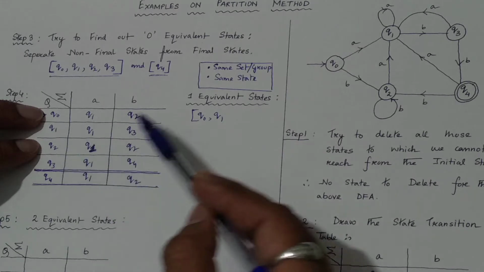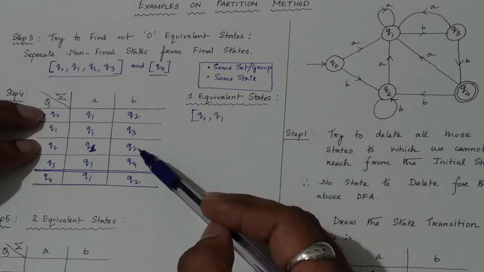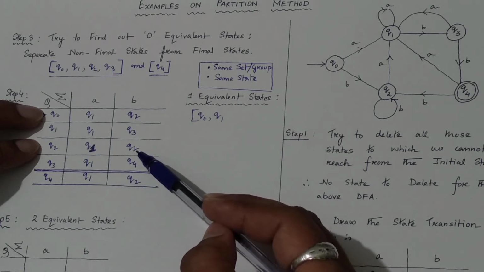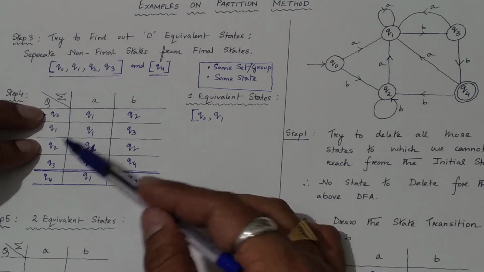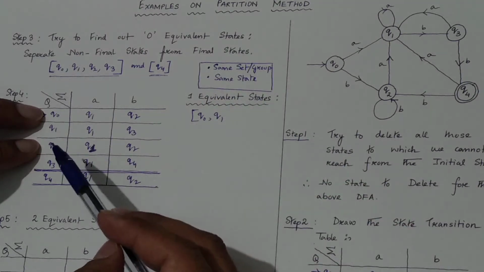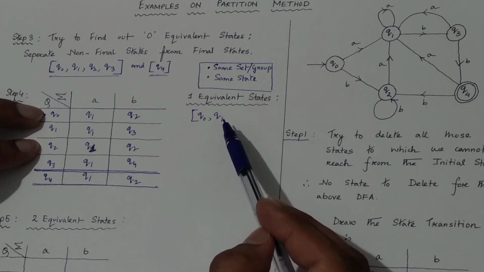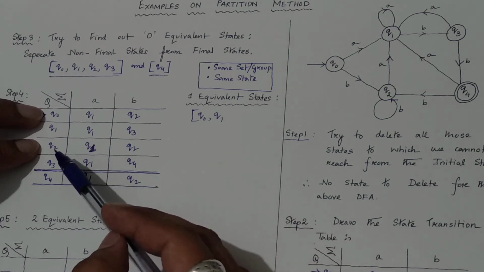Q0 and Q2 on input B, where it is going: Q2 and Q2. This is also the same state. So there is not at all an issue that Q0 and Q2 can come together. But before that, there was already one element known as Q1, okay. So you have to also check with Q2 and Q1.